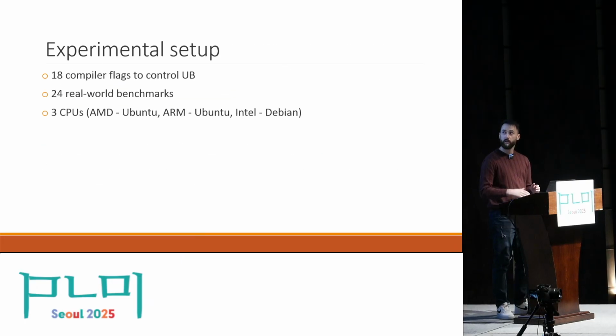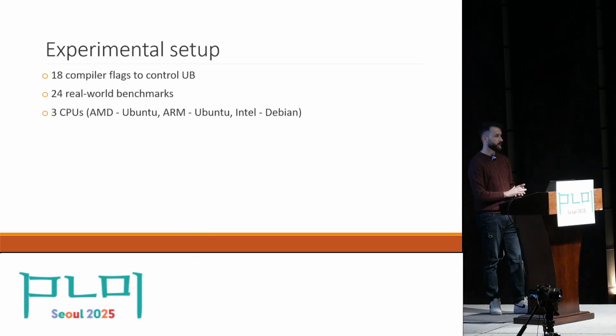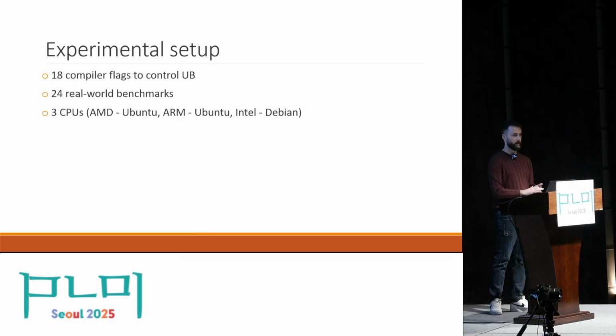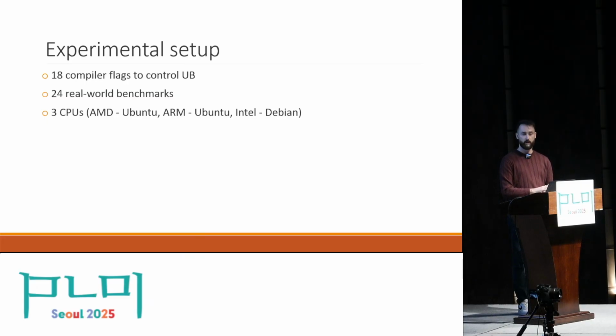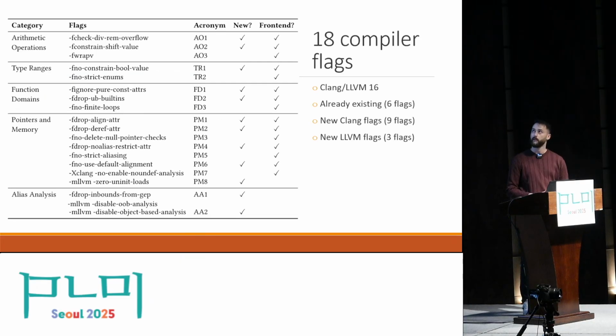To do that, we developed the following experimental setup. We have 18 UB categories, which are controlled by compiler flags. We have 24 real-world benchmarks, which are security and performance-sensitive applications from diverse application domains. And we run those benchmarks on 3 CPUs: AMD, Intel, and ARM. These are the 18 flags that we gathered. We divided them into 5 categories, with pointers and memory having the most flags.